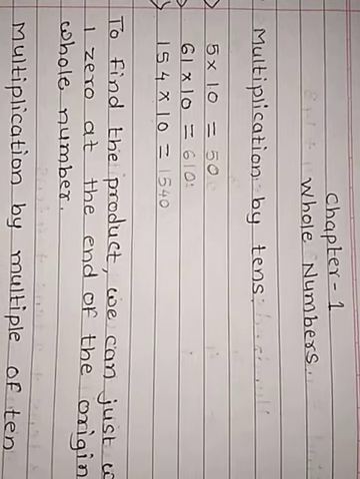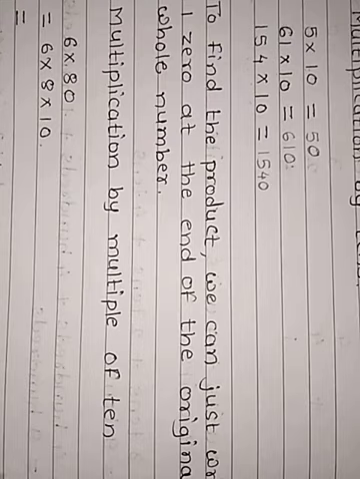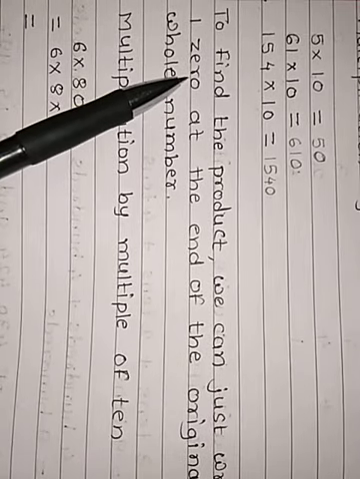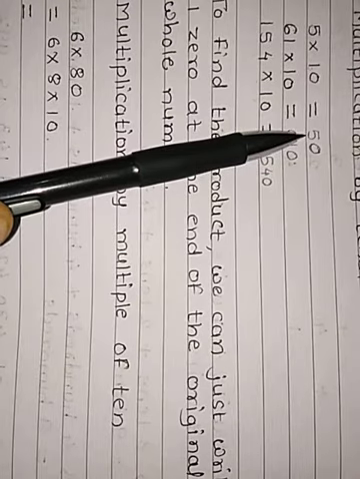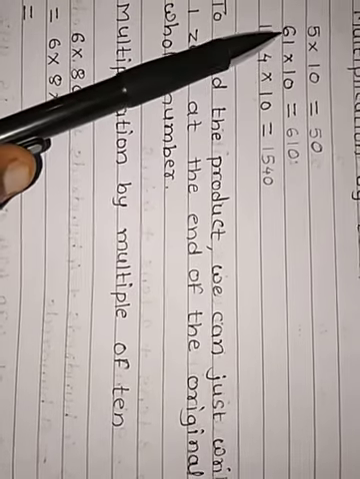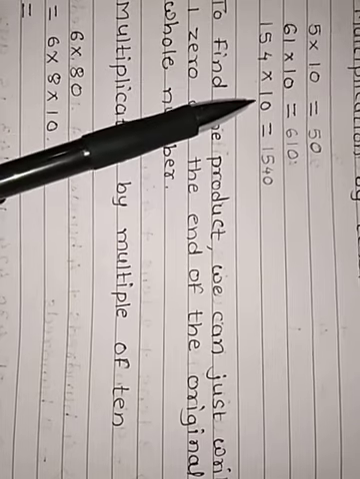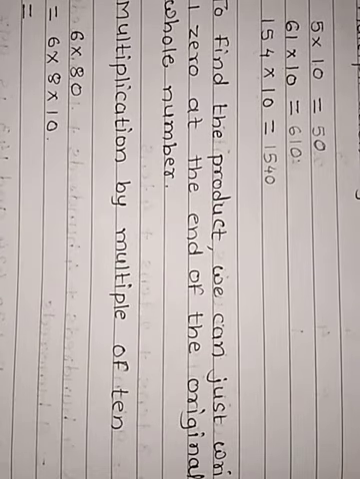From this, what we can get: to find the product, we can just write 0 at the end of the original whole number. See here, 5: we wrote 5 and after that we wrote 0. Similarly, first we write 61 and after that we write 0. First we write 154, after that we write 0. So this is the concept of multiplication by tens.